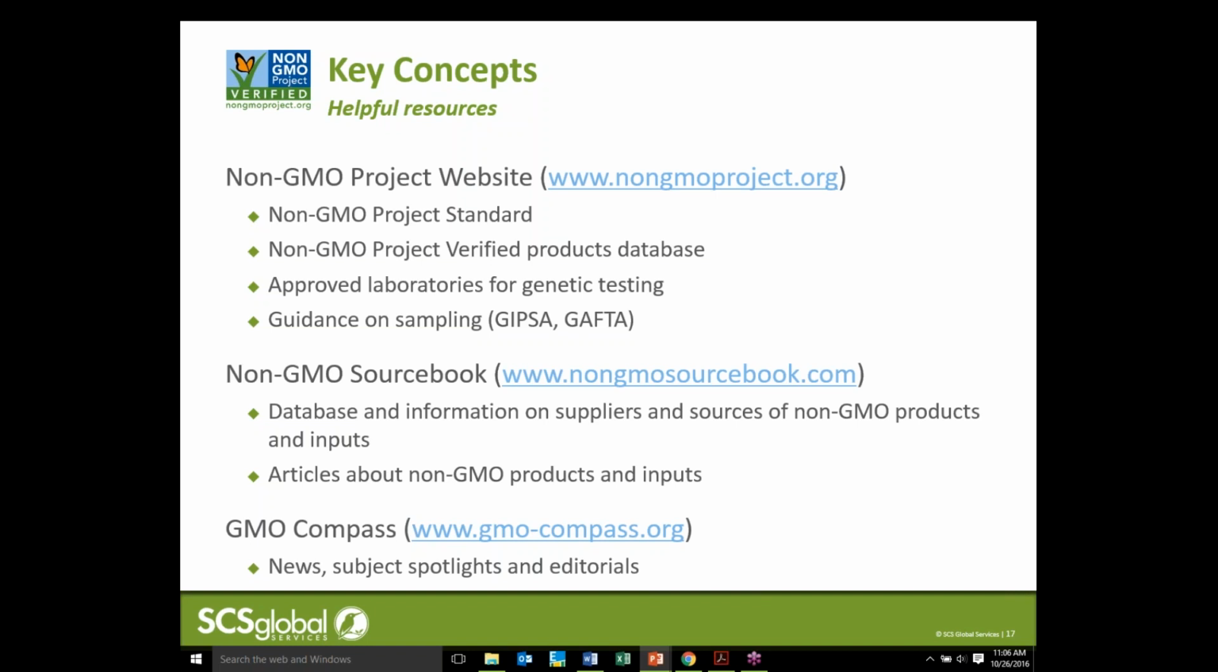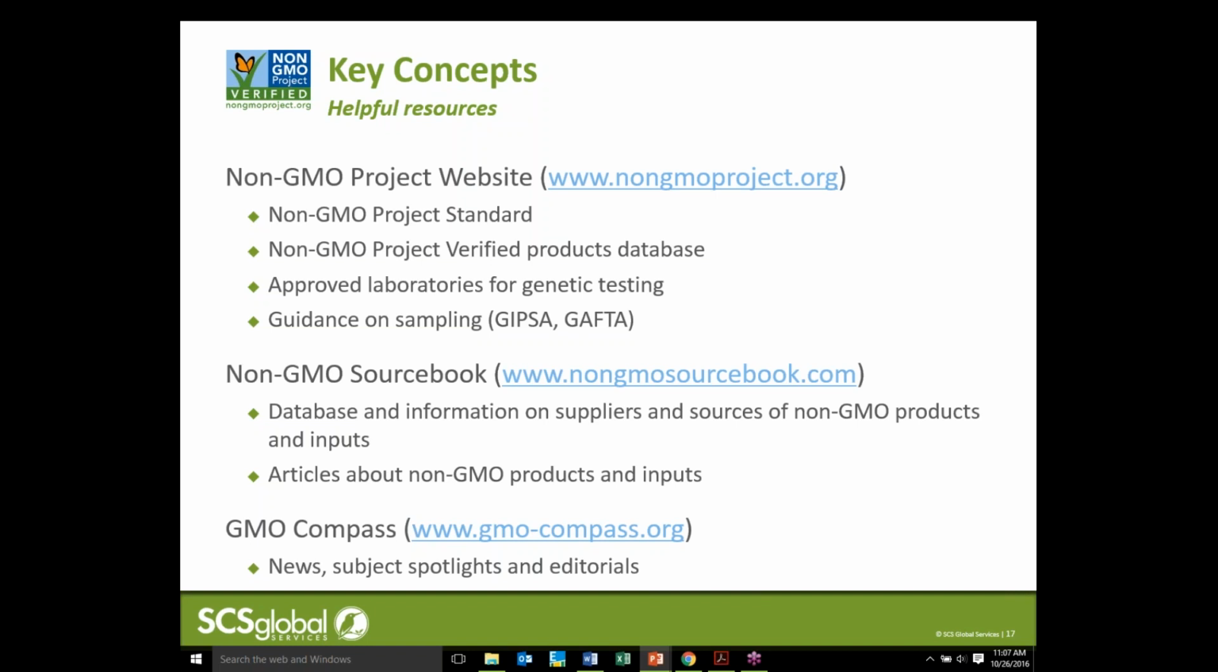Another really great resource or set of resources that can be found on their website is guidance on sampling, statistical sampling. So GIPSA and GAFTA guidelines have been established mostly for the seed and grain sampling industry, but it is sampling that applies to all types of products, and it really does break down what statistical sampling looks like for testing for compliance.